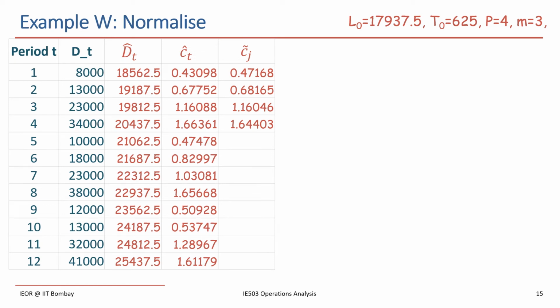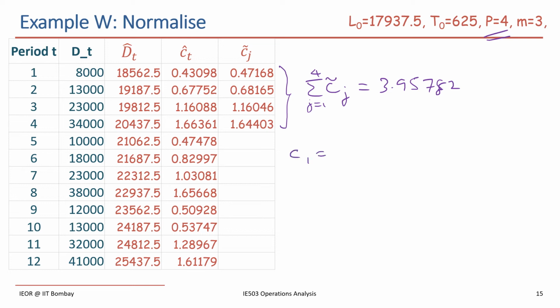So now I want to normalize the c tilde values and obtain the cj values. Let us take the sum of c tilde j's, j equal to 1 to 4. The value I get is 3.95782. Note that my p is 4, but the sum is coming only to 3.9, so I want to normalize it so that the sum is 4. That is exactly what I'm going to do.